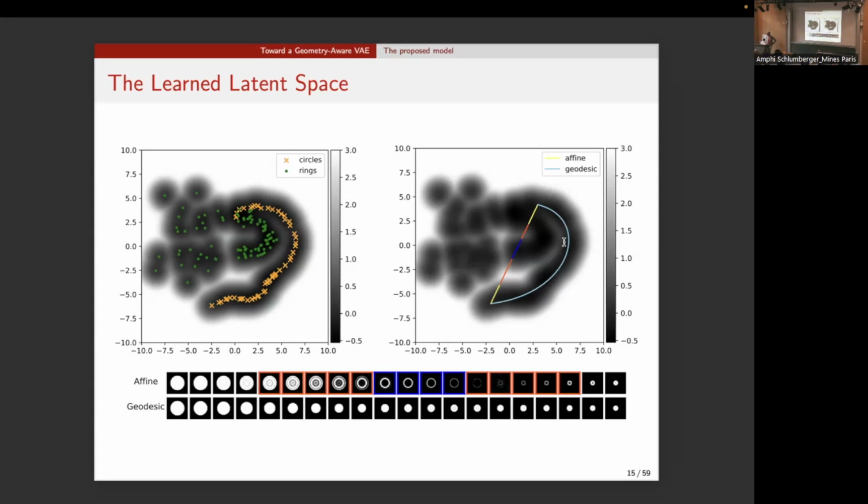However, if you move along the geodesic, you really understand that the only thing you have to do is reduce the size of the image. Okay? Right, this was a very simple toy example.